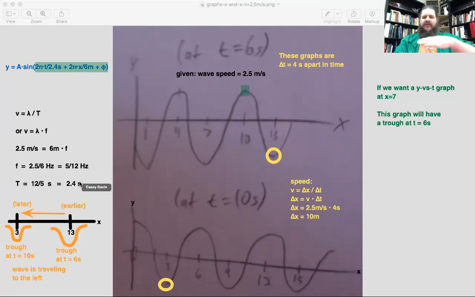So from 6 seconds, you could go 2.4 into the future, that's another trough. Or 2.4 into the past, that's another trough. So you can at least mark where all the troughs will be. Then halfway between two troughs, you've got a crest, and then you could draw in the rest of the graph from there.